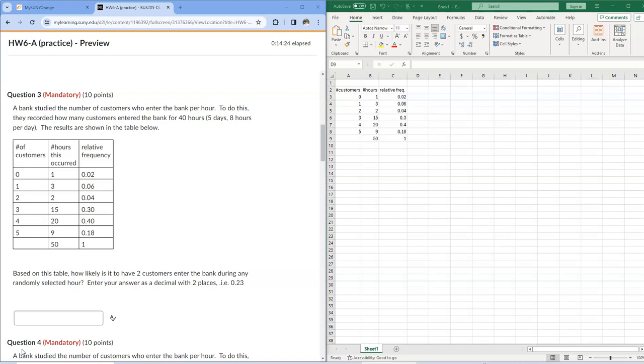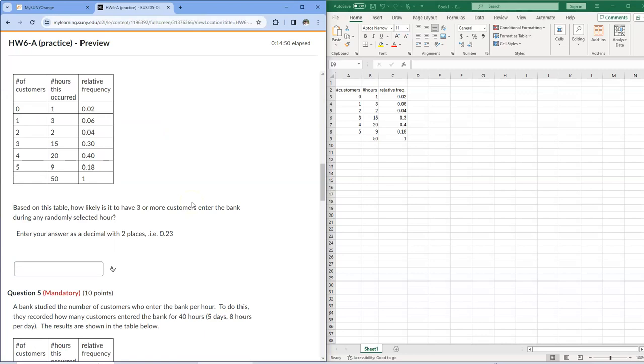We're going to start with question 3 from the practice homework. And it's asking, based on this table, how likely is it to have two customers enter the bank during any randomly selected hour? And all you really need to know for this one is that the relative frequencies are the probabilities. And so in this one, you just look it up, and it's 0.04. And that's what corresponds to two customers.